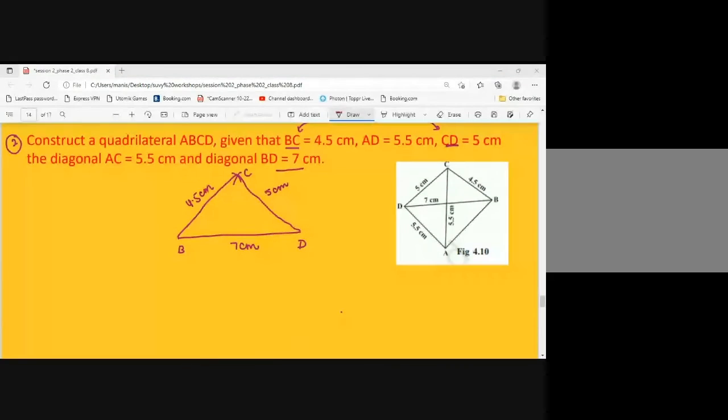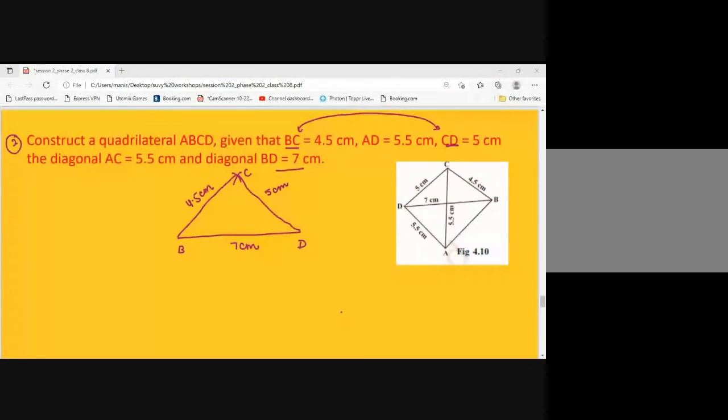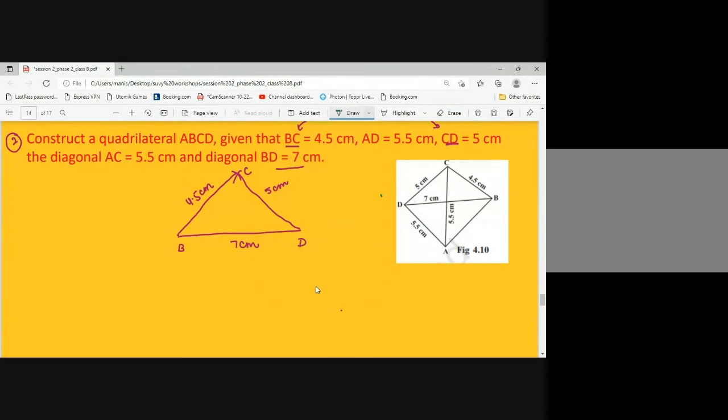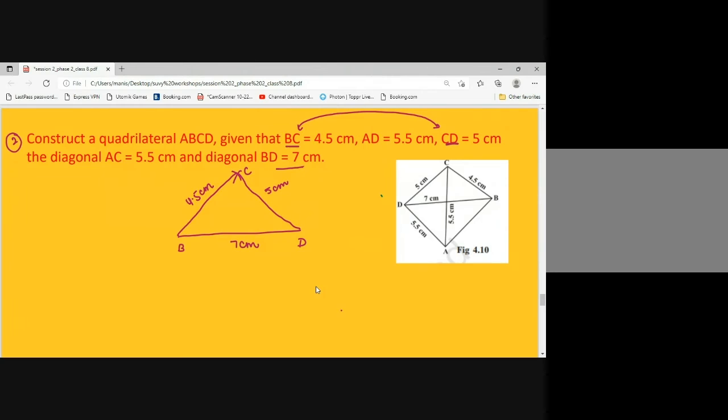I'm just making the arc. I've joined the arcs, ma'am, and I have got the point as C. So I will join them with scale as we have done in the previous. You will get a triangle BCD, right? Yes, BCD. Now AC is given to you and AD is given to you. Ma'am, actually you said BCA. It's BCD. Yeah, BCD I said. You said BCD. Okay. So see, now AD and AC 2 dimensions I have.